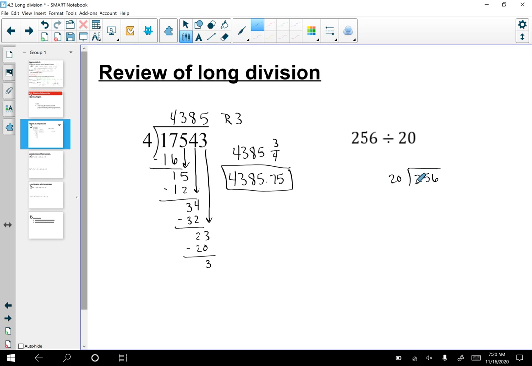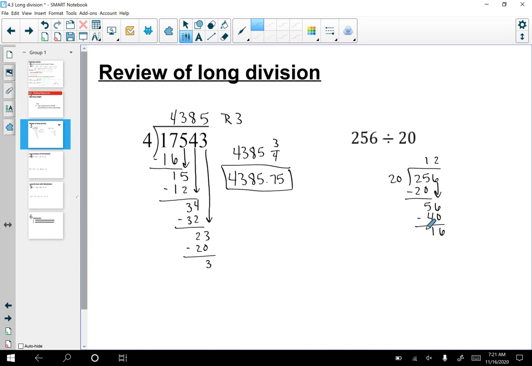Okay, so 20 does not go into 2, so we move over to 5. 20 goes into 25 how many times? Just once. 1 times 20 gives me 20. I subtract, I have 5. I bring down my 6. How many times does 20 go into 56? Twice. 2 times 20 is 40. I subtract, I get 16.